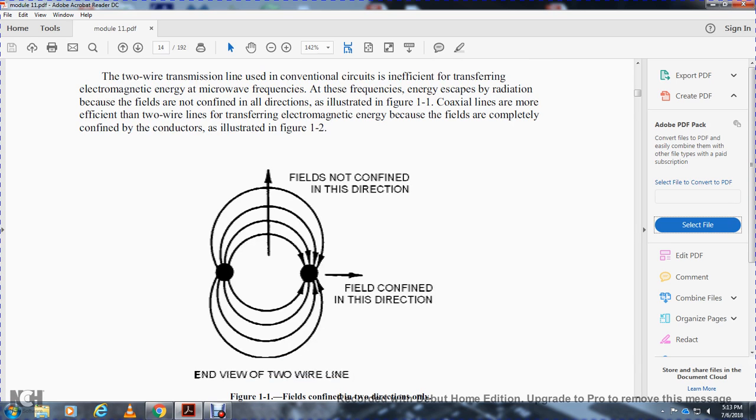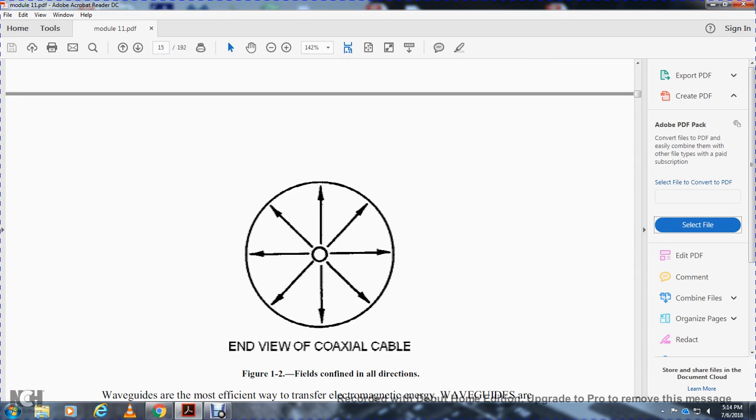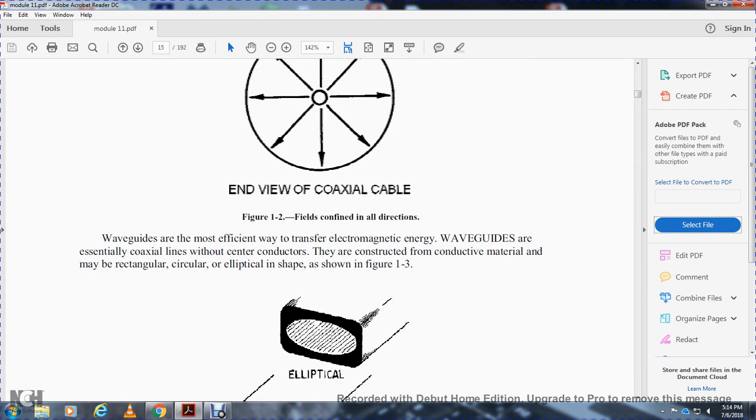The fields are not confined in this direction. Fields are confined in this direction. In the end view of the coaxial cable, the fields are confined in all directions. Waveguides are the most efficient way to transfer electromagnetic energy.